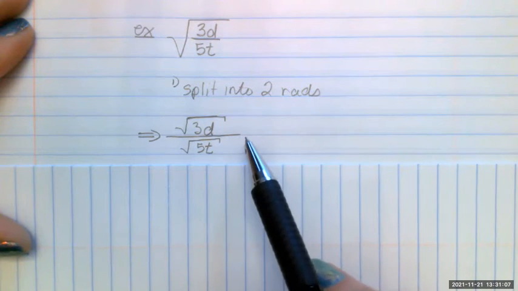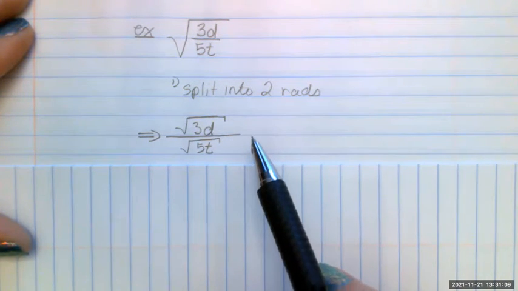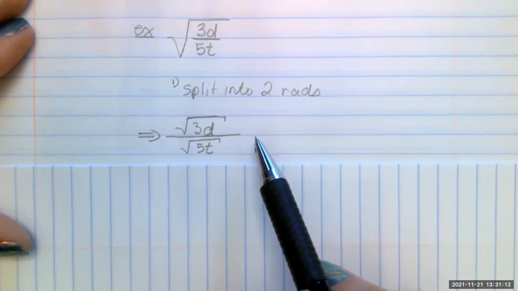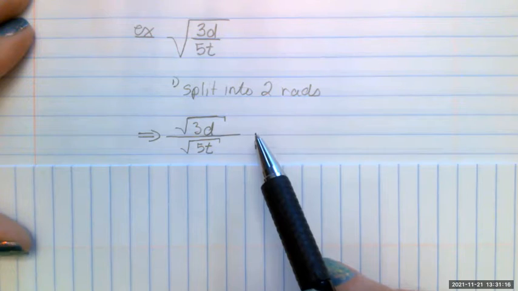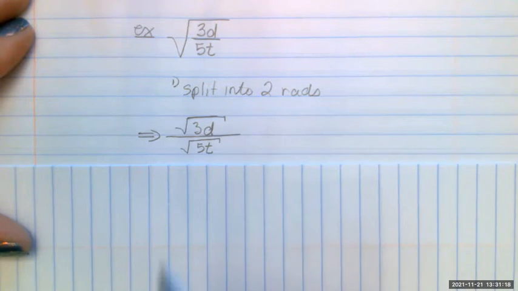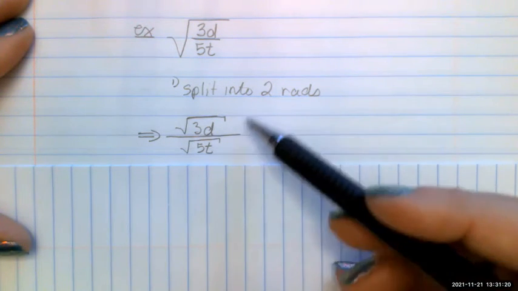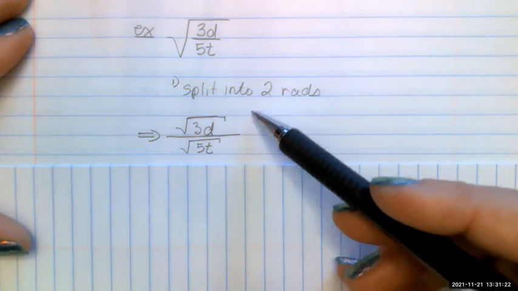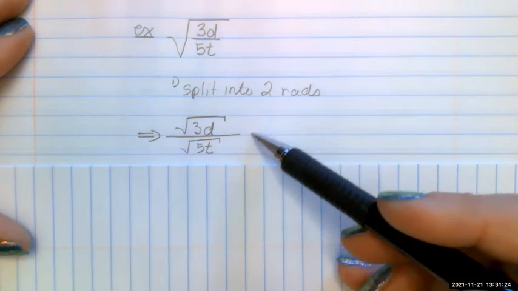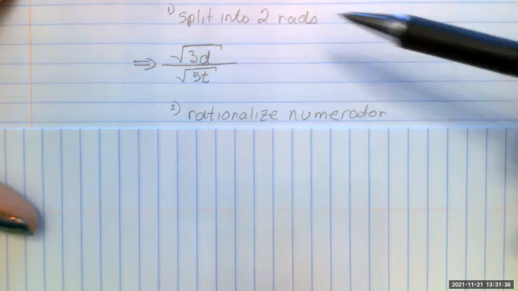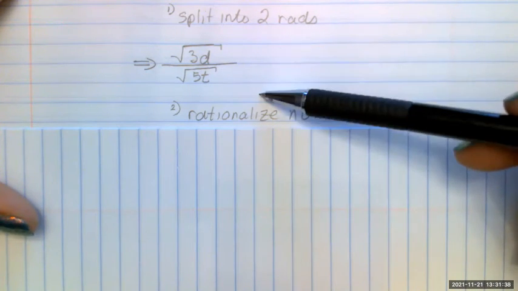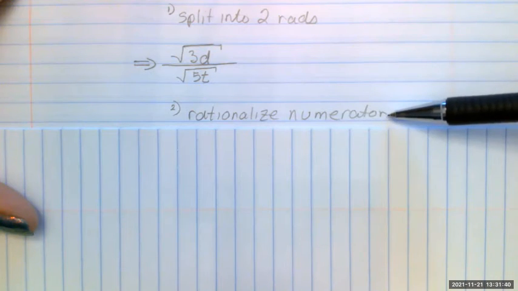At this point, it's really good to remember what your directions are. This is rationalizing your numerator. Please understand that. Read the directions again, because right now I could not tell, am I rationalizing the numerator or rationalizing the denominator, just by looking at this and no directions. Once I split it into 2 radicals, remember to rationalize your numerator.